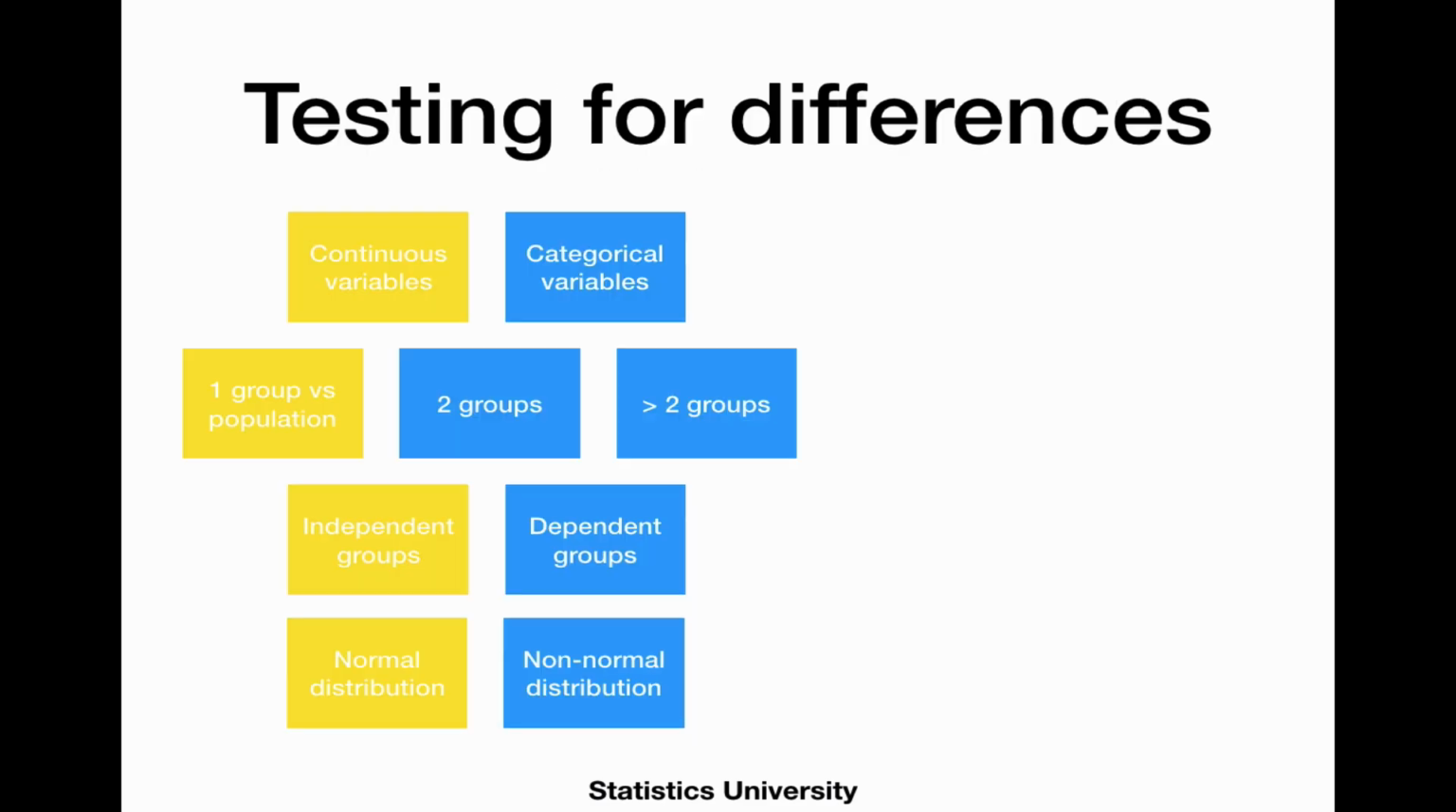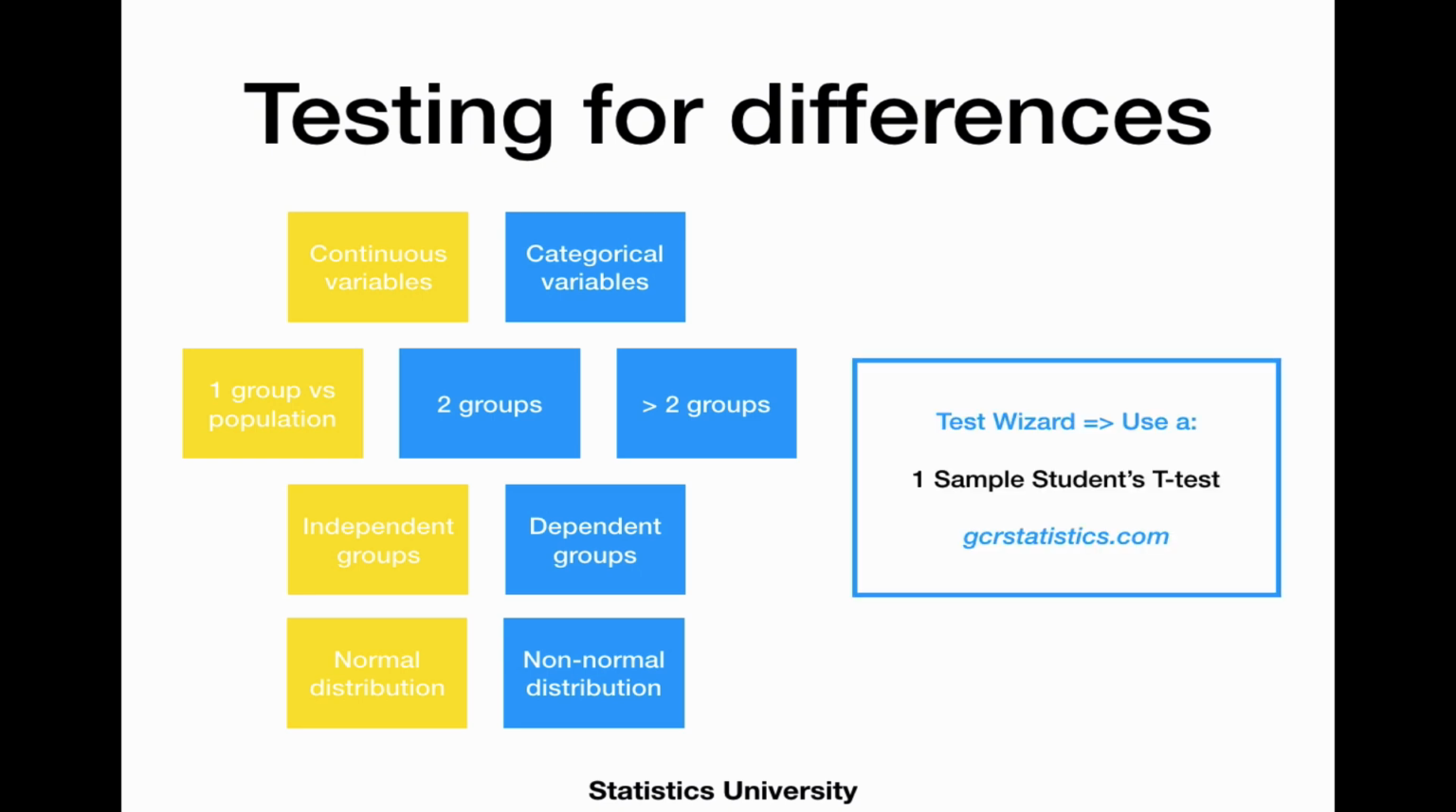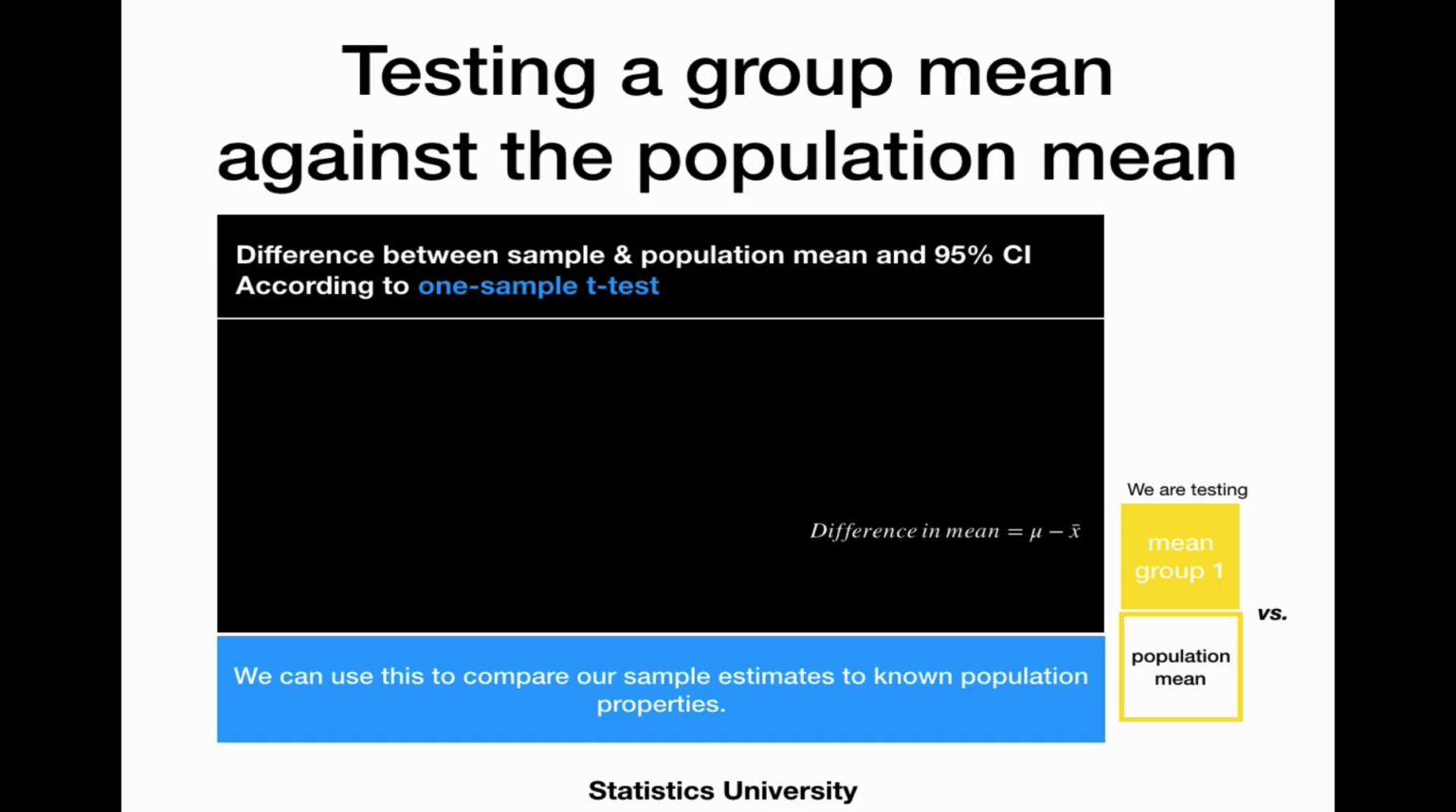We can also test whether a sample mean is different from a known population mean. And for that, we use a one-sample student's t-test. And here we calculate the difference in mean by subtracting the population mean value minus the sample mean value. And the standard error is the standard deviation of the sample divided by the square root of n.